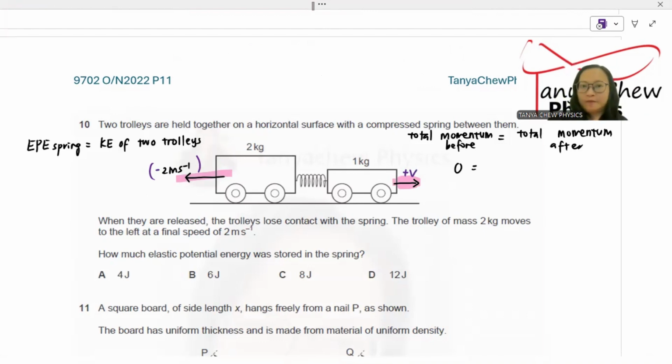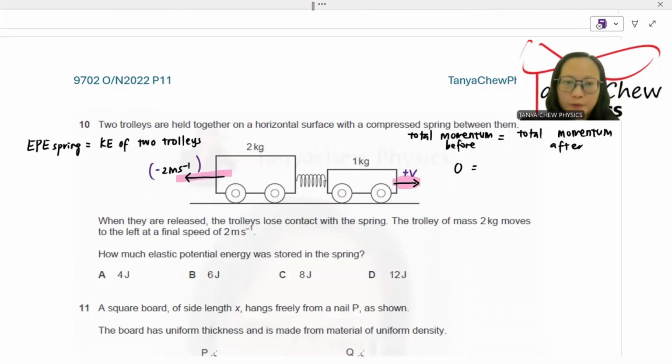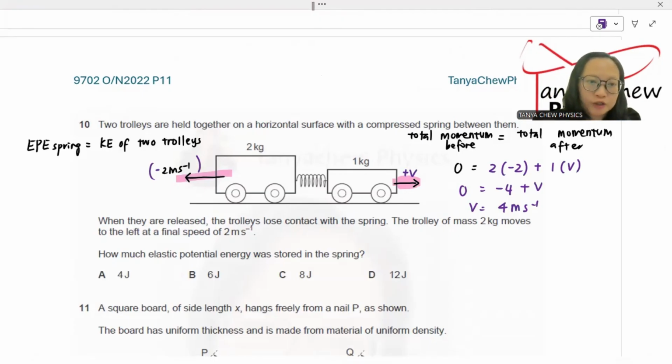because this is about velocity. Momentum is about velocity, and velocity depends on direction. So I put 2 kilogram times negative 2 plus 1 kilogram times V. So I have negative 4 plus V is equal to 0. V is equal to 4 meters per second. So the elastic potential energy of the spring, EPE, is equal to half the mass of the 2 kilogram trolley times its speed squared plus half the mass of the 1 kilogram trolley times its speed squared.